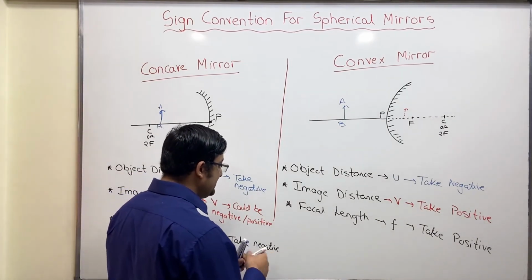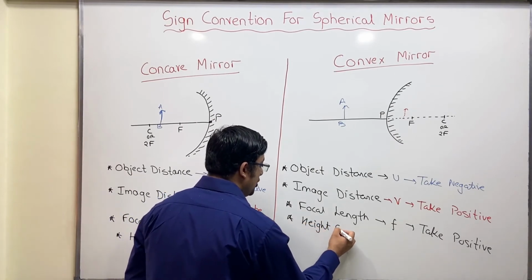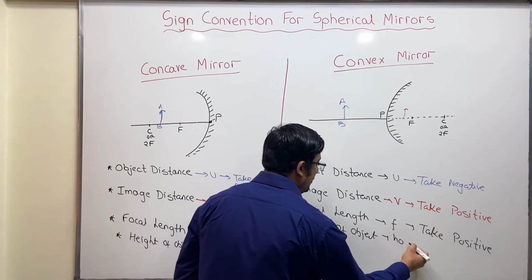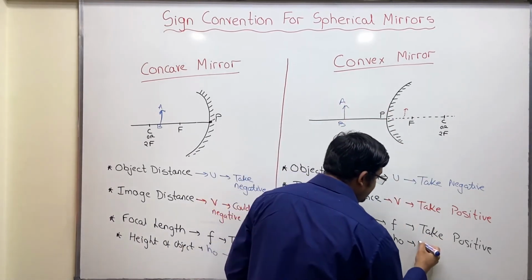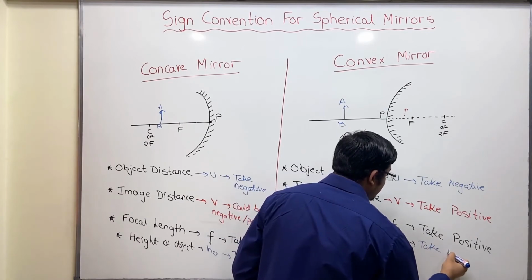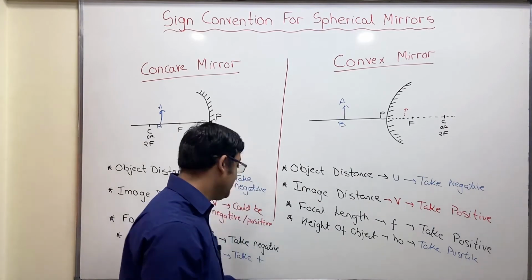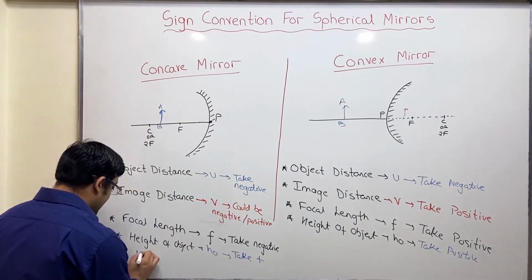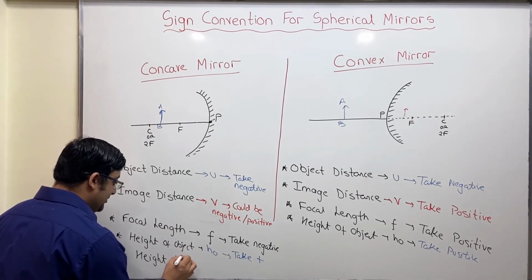Same thing over here guys. Height of object, that is HO, always take it as positive. Why? See, object is always placed above the principal axis now guys. So always take it as positive. And the final parameter guys is height of image. So I'll write down over here, height of image.